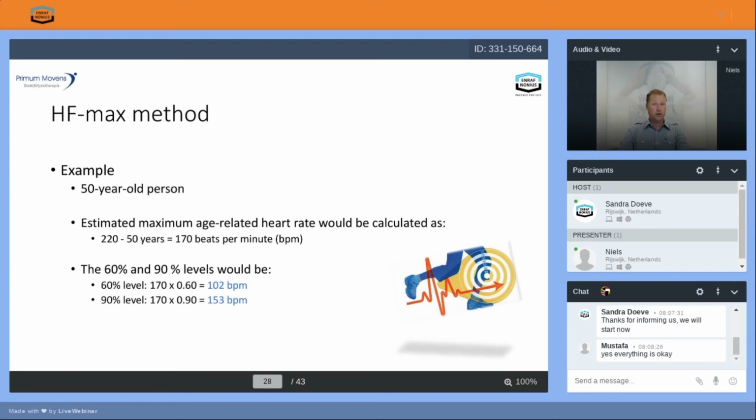That's in a healthy situation. Like I said, if you're on beta blockers, your maximum heart rate will drop. So if you work with these percentages, then yeah, you might be a bit too high. So always use the talk test as a quick test to realize if the patient's levels and the training levels are at the correct levels for this specific situation.